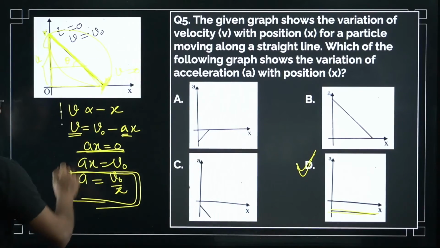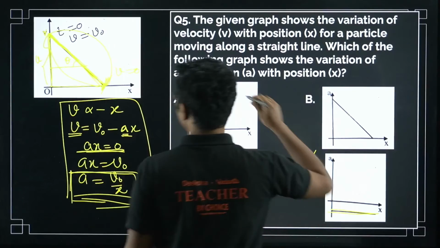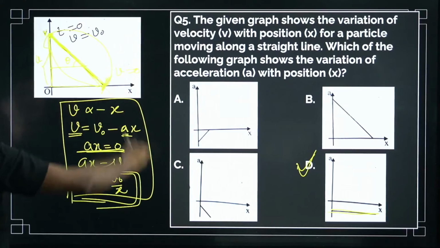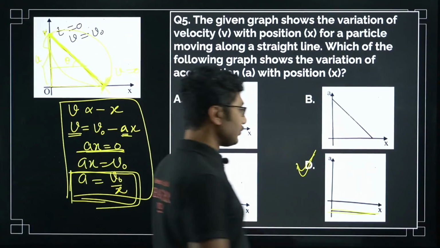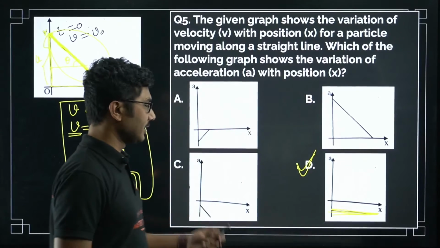Anyway, this calculation is not super helpful. Basically you have to understand that because it is a straight line graph, that means it is uniform motion. So uniform motion means definitely uniform deceleration, so it will be like this, right?